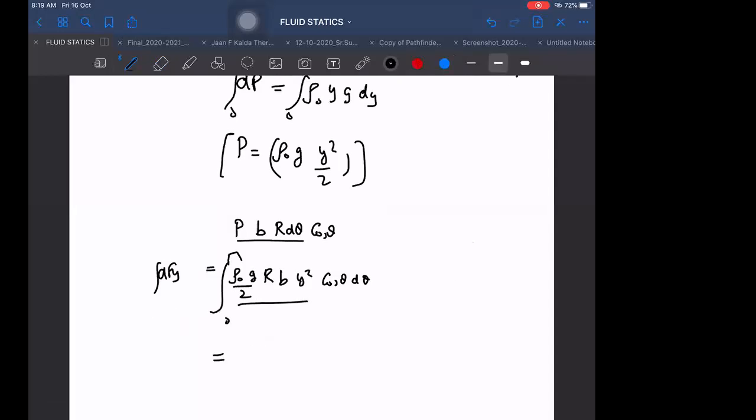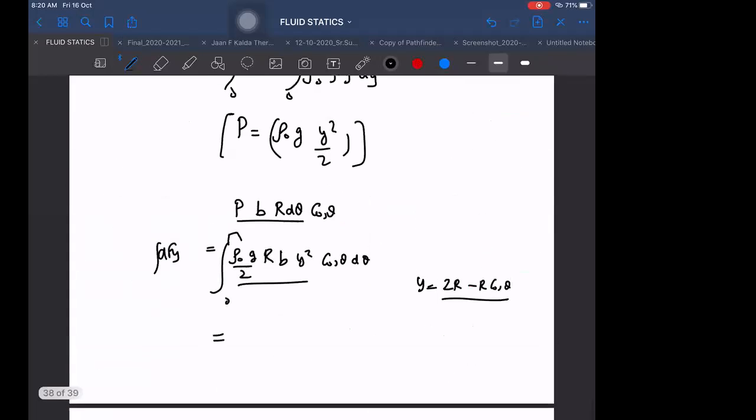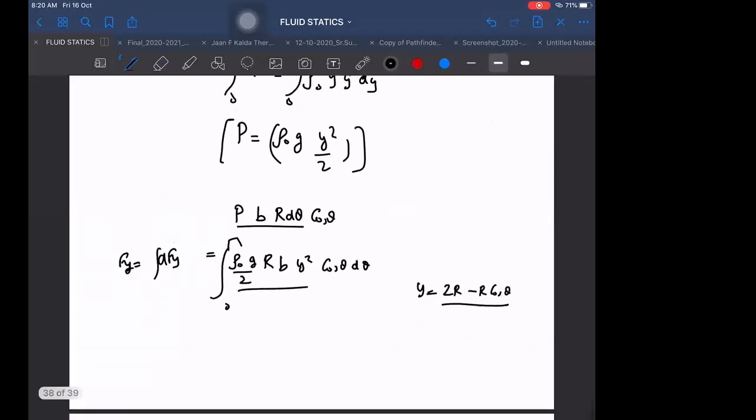Here again we need to substitute y as 2r minus r cos theta, and then the same procedure. In fact, I think I should not have rubbed out that last thing, because after that it is exactly the same thing only. I rubbed it already. But whatever we have done before, everything was correct, except this starting point. This was a mistake here. Okay, fine. We are getting Fy this way. Two ways we are getting Fy.